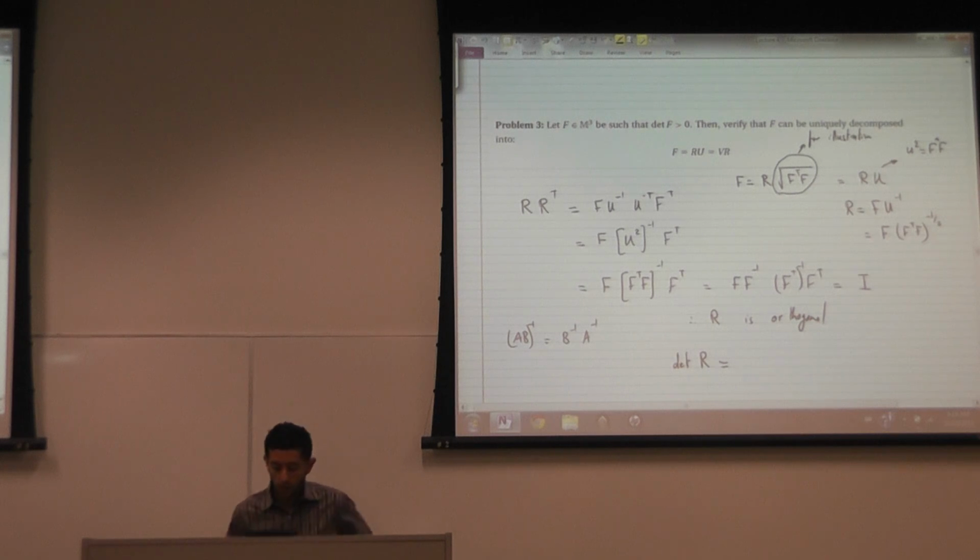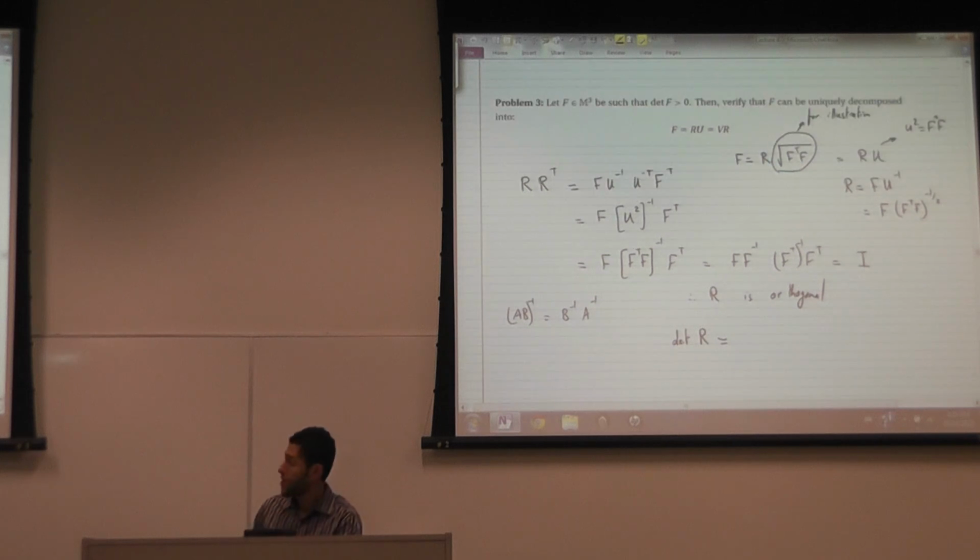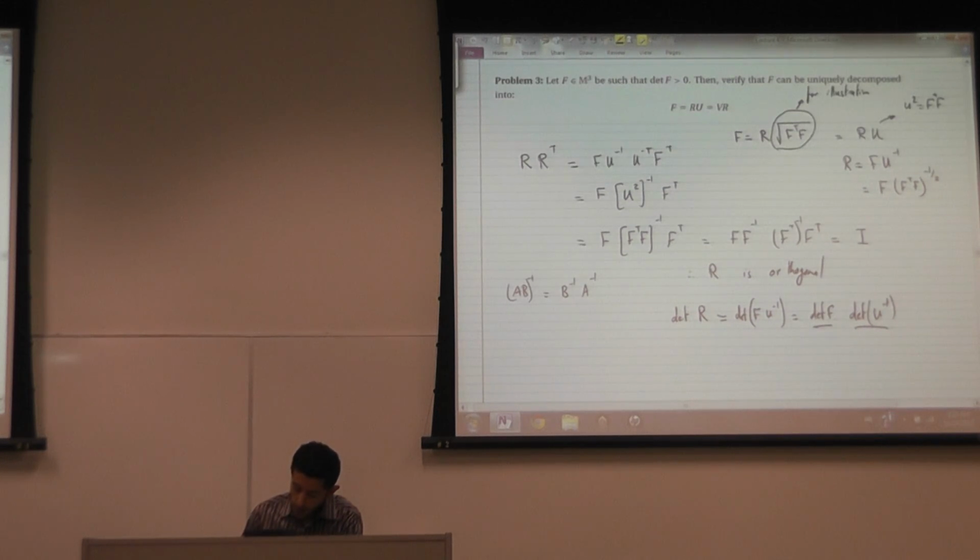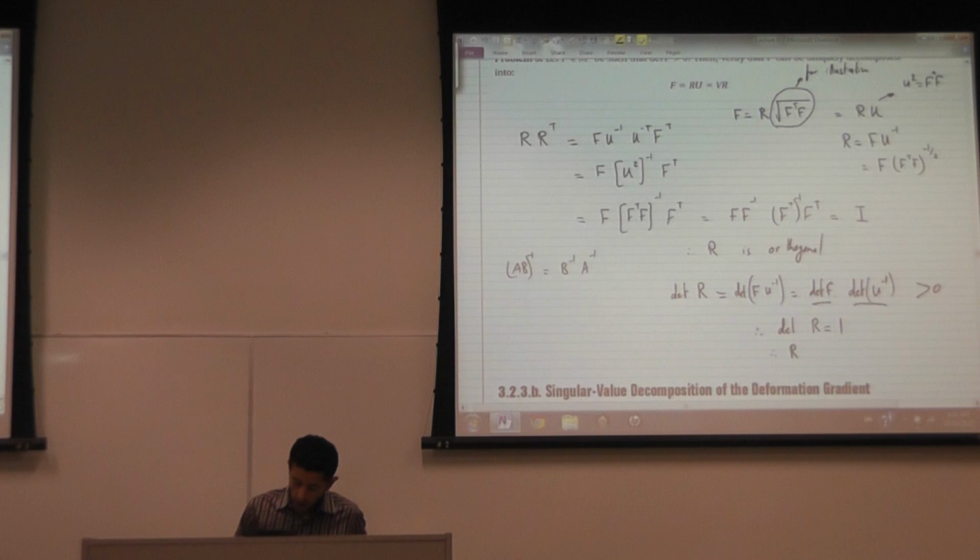Well, R is equal to F U power negative half. So the determinant of F U power negative half is the determinant of F times the determinant of U negative half. This is positive, and this is the inverse of a positive definite symmetric matrix. It's also positive, so this is positive. Therefore, the determinant of R is equal to 1. Therefore, R is a rotation.